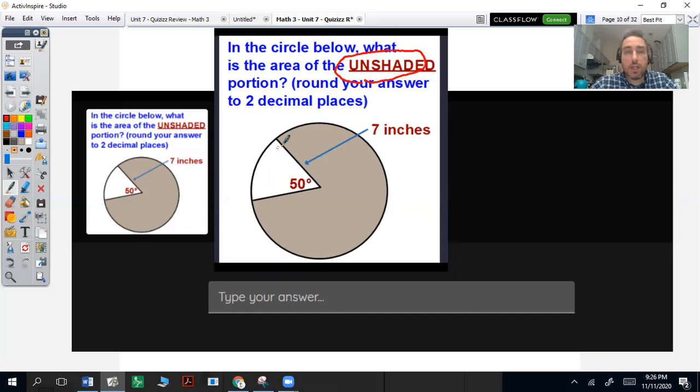Well, we're in luck because the unshaded portion is the one that has the degree, okay? So we already have our degree. We have the radius, that's this length here from the center to the edge. So r is equal to 7, and then our degree, that's equal to 50. So if we're working that out, it's going to be the degree, which is 50, over 360, multiplied by pi r squared. So 50 over 360 times pi r squared.